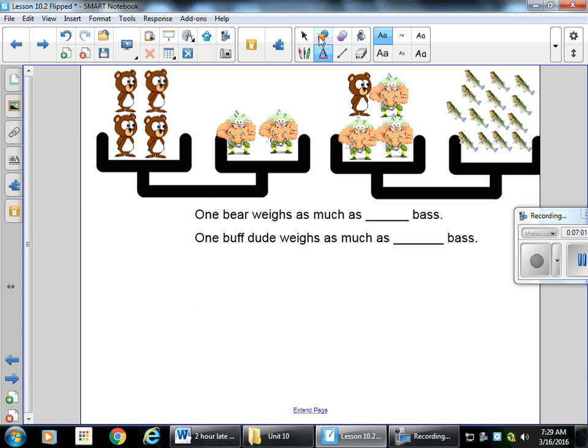All right, right here. We have a buff dude. We've got a bear. We've got some bass. Well, what do we know right here? We know we have 4 bears and we have 2 buff dudes. That looks like 1 buff dude weighs the same as 2 bears. Well, we don't need to know that information, but over here we can do some transforming. We have to know what 1 bear weighs the same as how many bass. All right. So here's the knowledge we know.